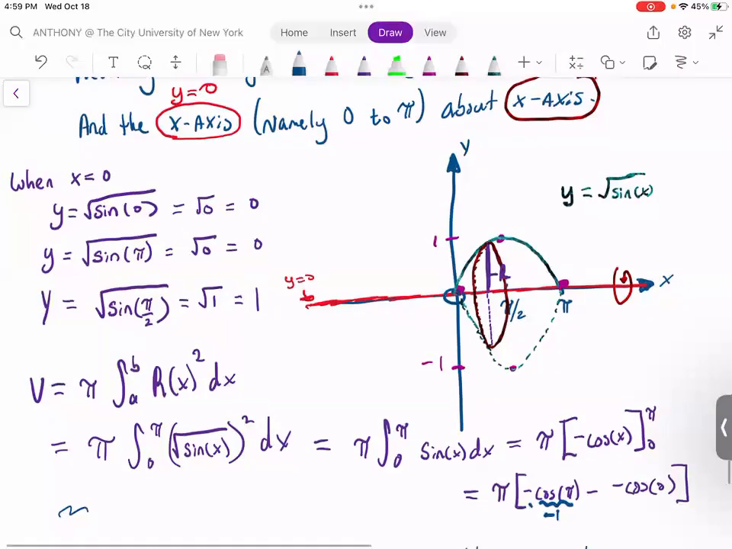So we're going to get, sorry, I'm going to bring it this way because I don't want to run into the other page. You'll have pi times negative of -1, which is 1. Now, what is cosine of 0? 1. There's two negatives in front of it, right? So those two negatives will be positive. So we're going to get pi times 1 plus 1, which gives us 2 pi.